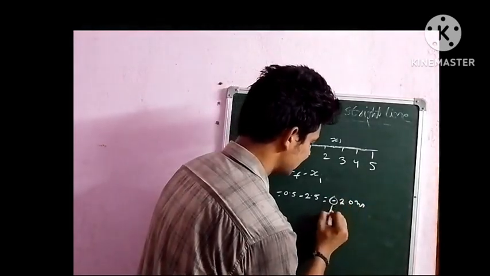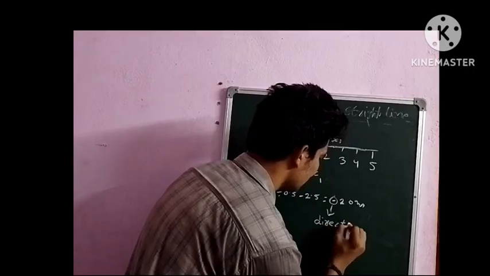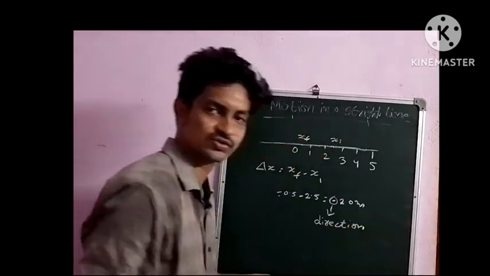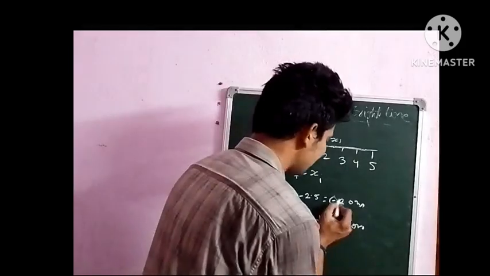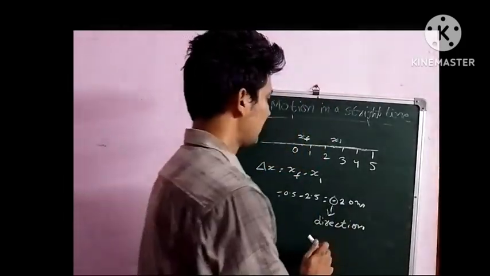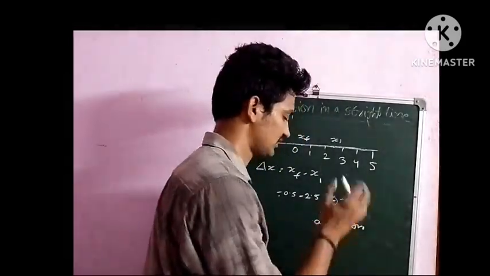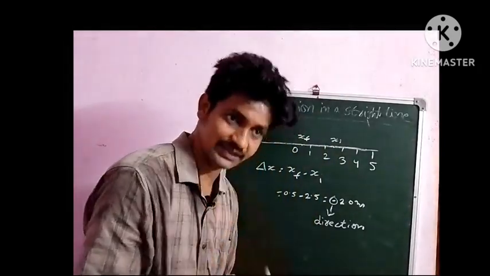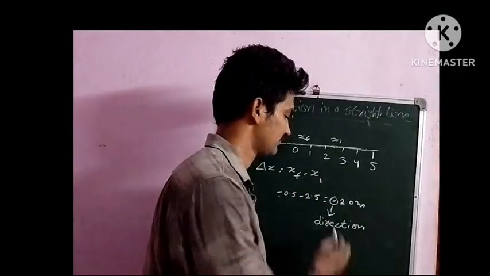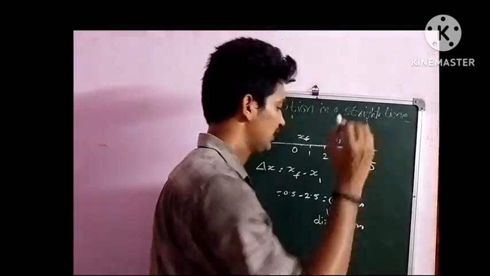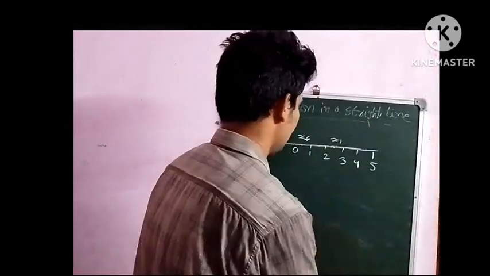This sign represents direction. Which direction does the object move? This sign represents it. So what do we understand from this? Displacement is a vector quantity. Displacement wants direction. Displacement has direction. This symbol represents direction, the negative direction.